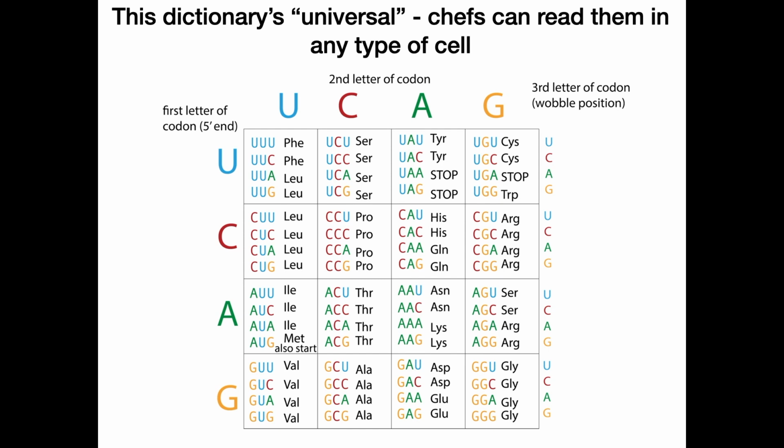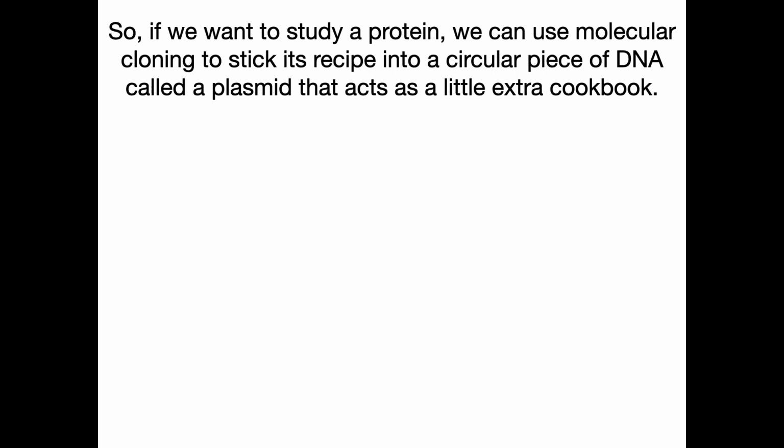A really cool thing about this is that this genetic code is universal. So no matter if it's humans, bacteria, yeast, mouse, you name it, we all read the same language. And so if we want to study a protein, we can use a process called molecular cloning to stick a copy of its recipe into a circular piece of DNA called a plasmid. And this acts as a little extra cookbook we can stick into bacterial cells.